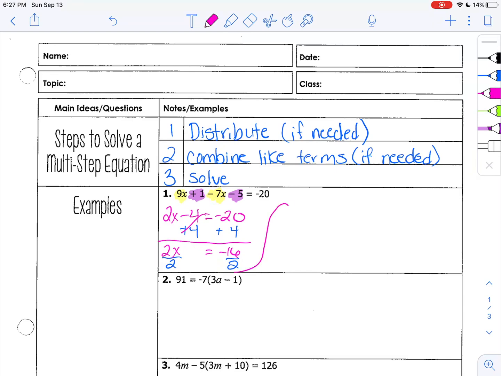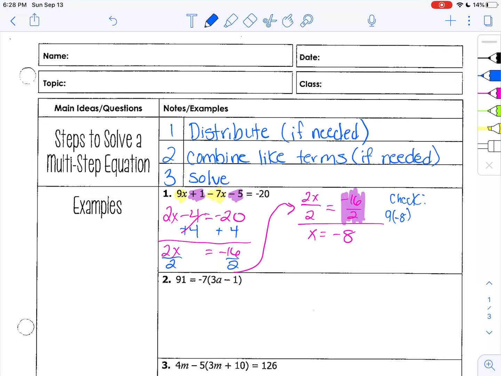I'm going to move my work over here. So we have 2x divided by 2 equals negative 16 divided by 2, which is x equals negative 8, because negative 16 divided by 2 is negative 8. Remember, with all equations, we can take that answer and we can check it. So we can take negative 8 and we can plug it back in for x, everywhere there's an x.